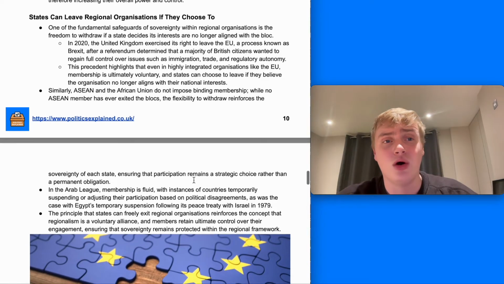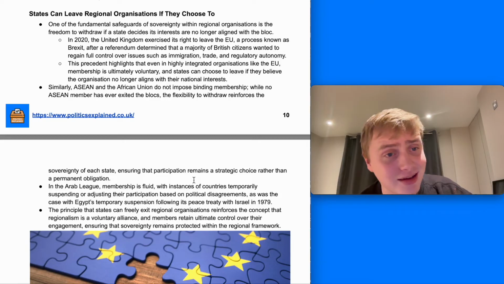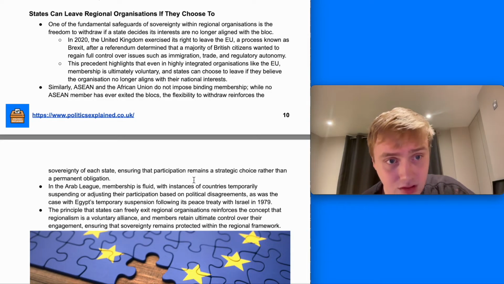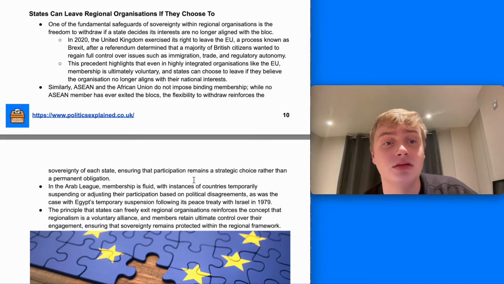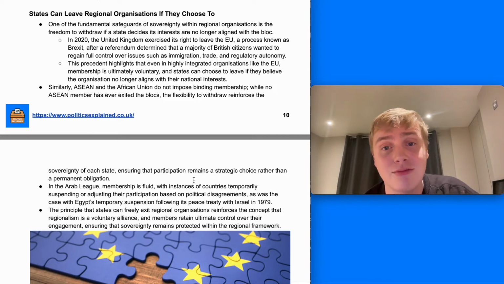And the final really important argument is that states can just leave regional organisations if they want to, as demonstrated by Brexit. Yes, countries may give up some national sovereignty when they enter a regional organisation, but they retain the ability to remove themselves from that regional organisation and regain their full national sovereignty.